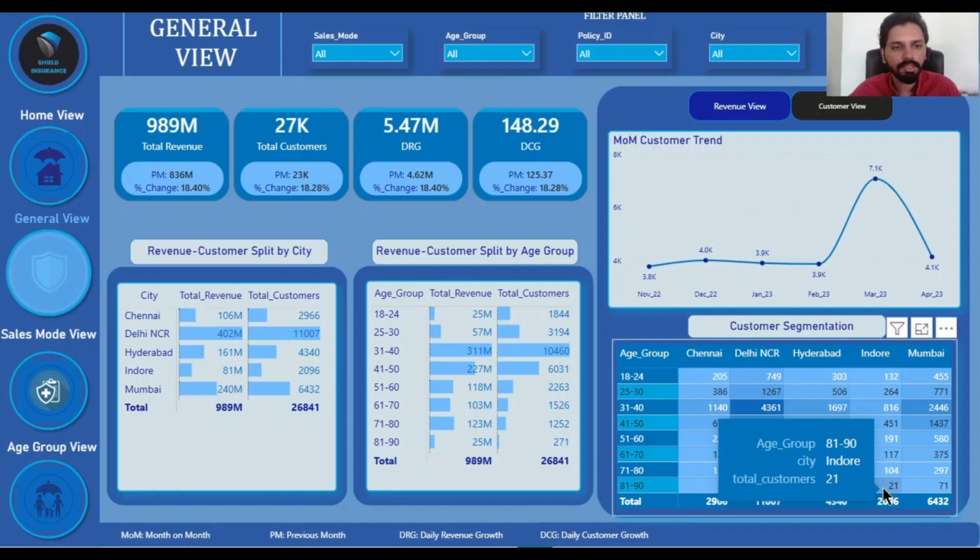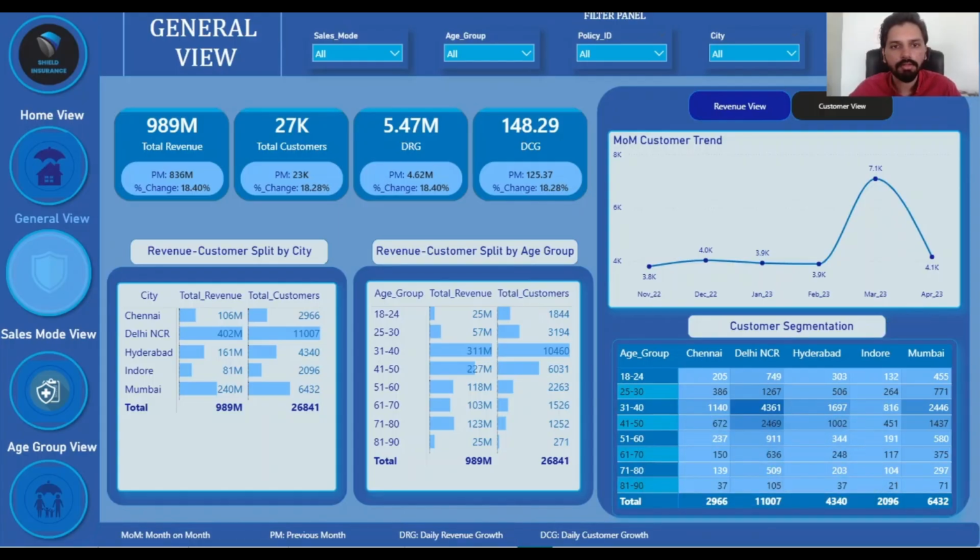So I hope with this we have got a general idea about the performance of the company, especially the revenue and the customer base, and the split of revenue and customers based on city and also based on age group. Now let's go to the next view, that is the sales mode view.